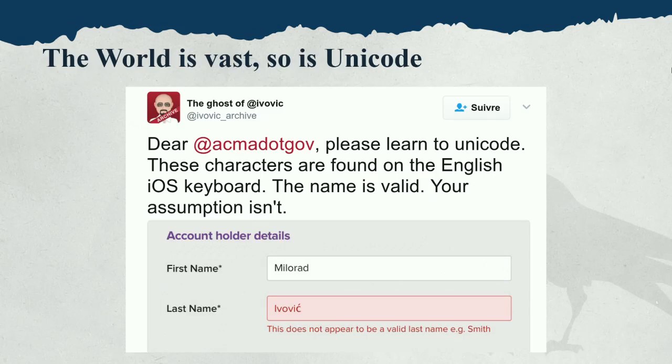Why do we care? Because there are not only 26 letters in family names of people. So this is a Twitter post, a tweet from an angry user saying, hey, my name is valid, your form is not valid, because this user in his last name has this C with an accent on top, and this form is just plain wrong. And this is the kind of topic we have to deal with as a developer. We must accept that kind of input. It's our duty to be friendly to everyone. So let's go.